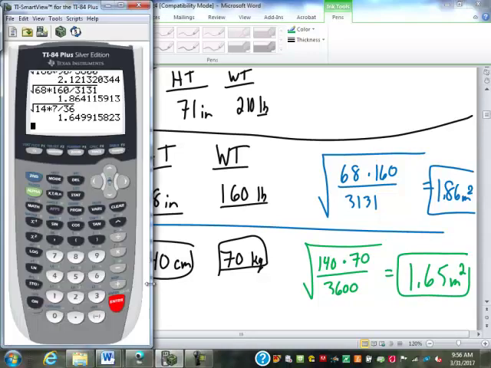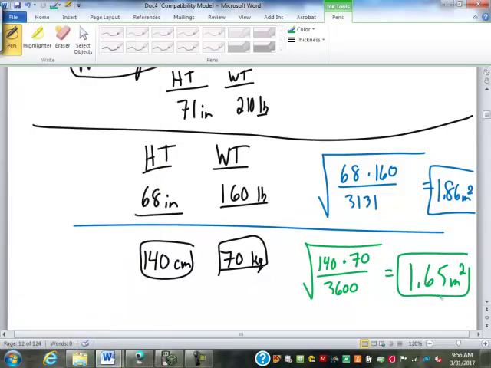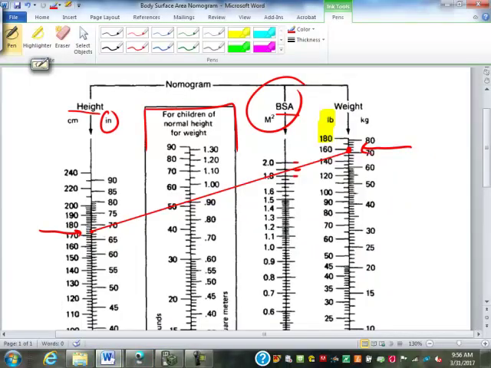Now, if you're looking at my calculator, I realize I did drop zeros, but it works out. I just dropped zeros to save a few keystrokes. So 1.65 meters squared. So let's look at 140 and 70 on our nomogram. For centimeters, it's over on this side, so 140 is right here. 70 kilograms is over here, right there.